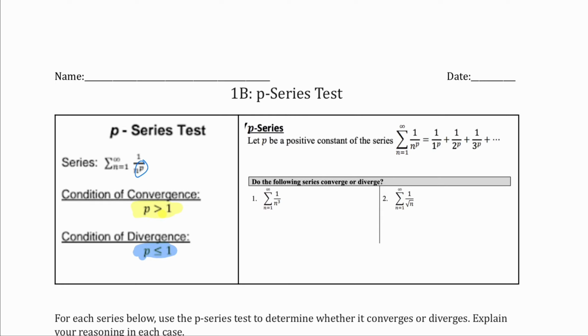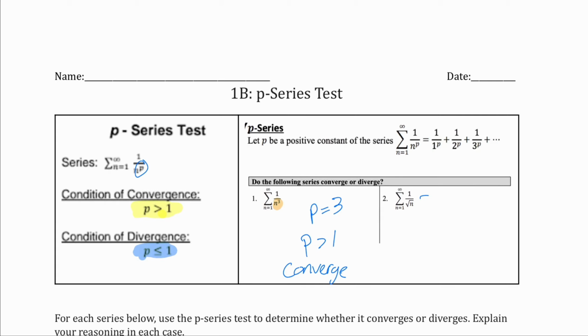So in the case of our first example here, we can identify that powered exponent. If we look at our n that's in the denominator, we see that the powered exponent is 3. That means our p-value is 3. And according to the p-series test, since p is greater than 1, this series is going to converge.